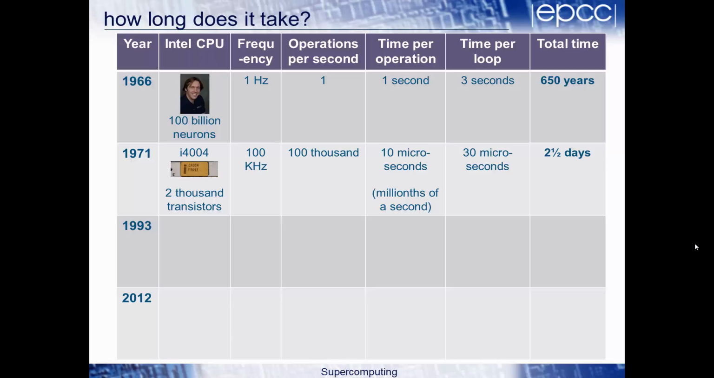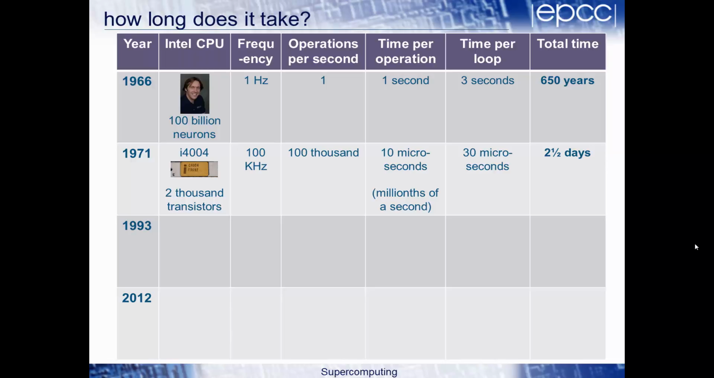So every millionth of a second, this chip could do one operation. Now remember, there are 3 steps, so it's going to take 30 microseconds to do each loop. So the total time to do that 7 billion times is 2.5 days. So even over 4 decades ago, microprocessors were able to translate what would have been a completely unfeasible calculation for one person into something which could be done in a few days, which is a major step forward.